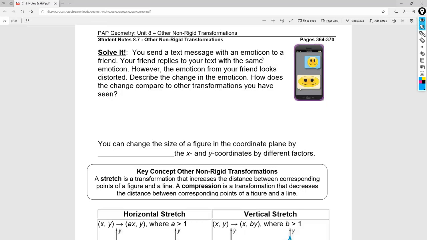Hi everyone, we are discussing non-rigid transformations today. Okay, so now we're going to talk about how to actually change the shape that we're dealing with.